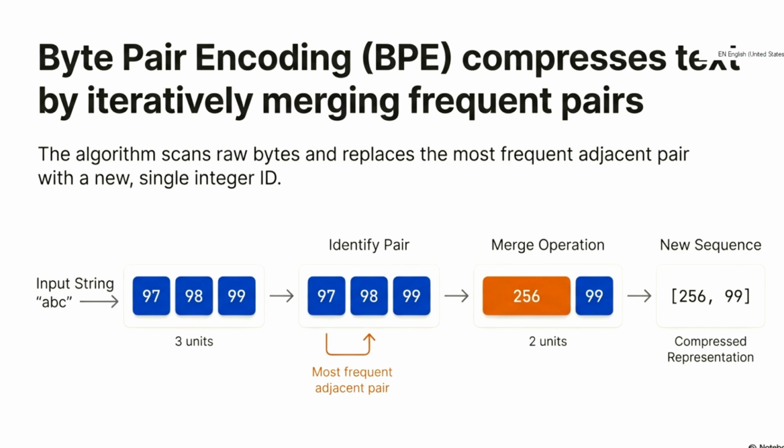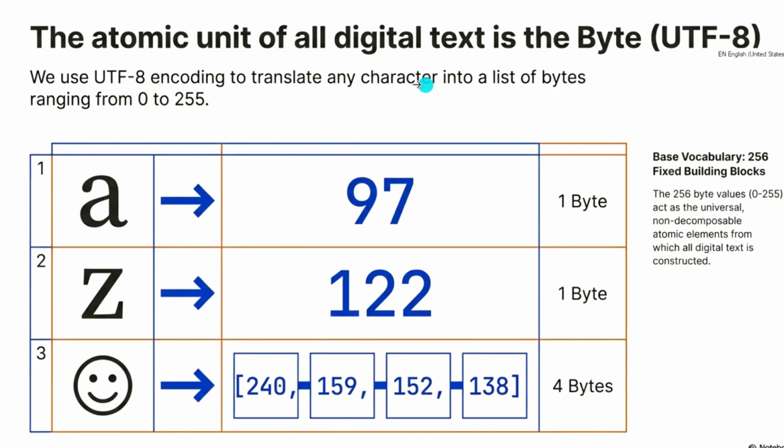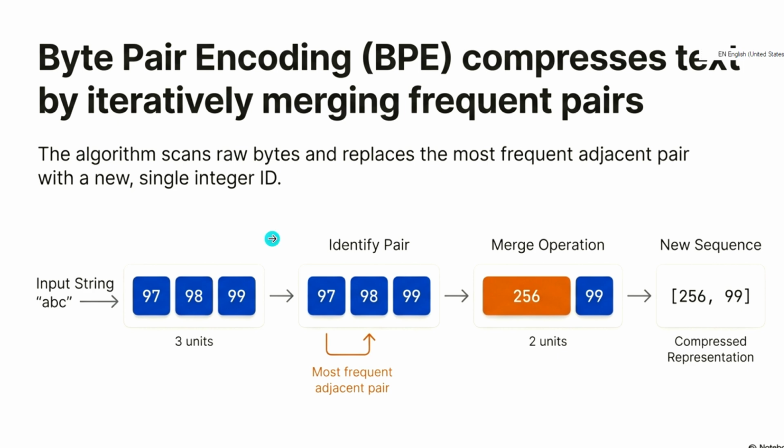But to make it efficient for the LLMs, we use byte pair encoding. Before, we understood how UTF-8 works and how we encode simple text into bytes. Now we are going to merge these bytes to create special tokens, a special vocabulary that could be understood by the LLM, and it is much easier. If we go further, for example, we have an input string of A, B, and C. Maybe A is 97, B is 98, and C is 99. It's 3 units, 3 bytes.